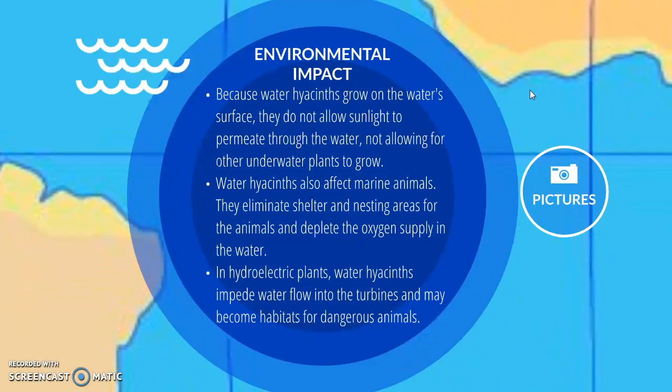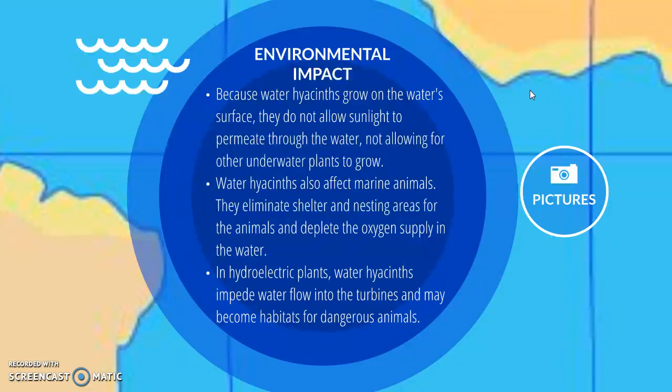The environmental impact that the water hyacinths have done has been tremendous. Because water hyacinths grow on the water surface, they do not allow sunlight to permeate through the water, not allowing other underwater plants to grow, because they deplete the oxygen supply. They also affect the marine animals because they eliminate shelter and nesting areas for the animals, and once again deplete the oxygen supply in the water.